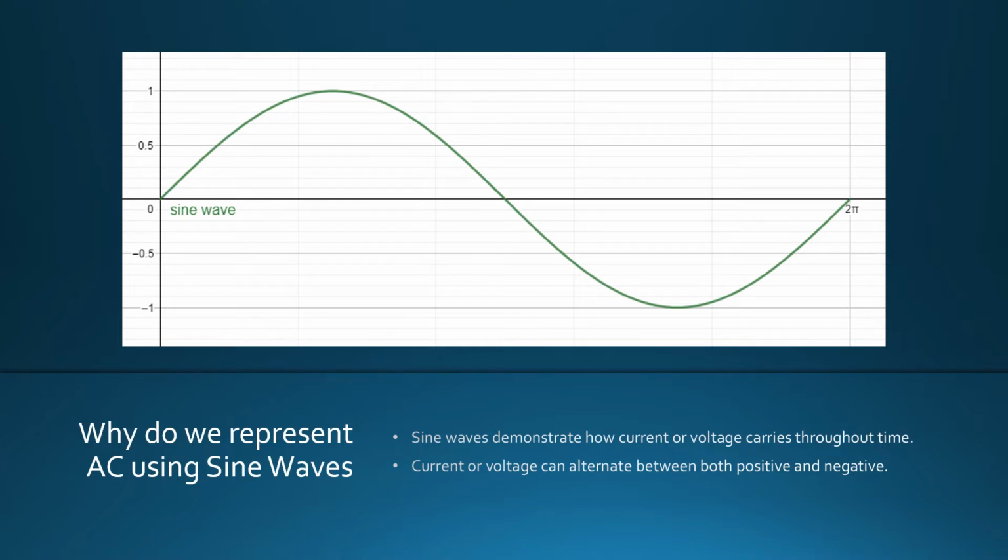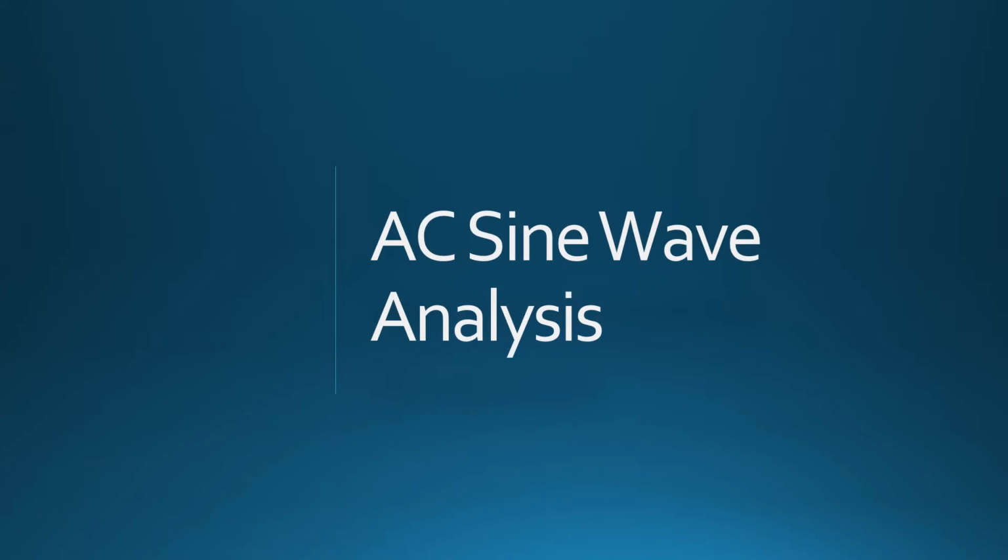When we plot alternating currents or voltages using a waveform function, we use the sine wave function because it shows how current or voltage changes over a set period of time as they alternate between positive and negative values. Let's analyze the properties of an AC sine wave.